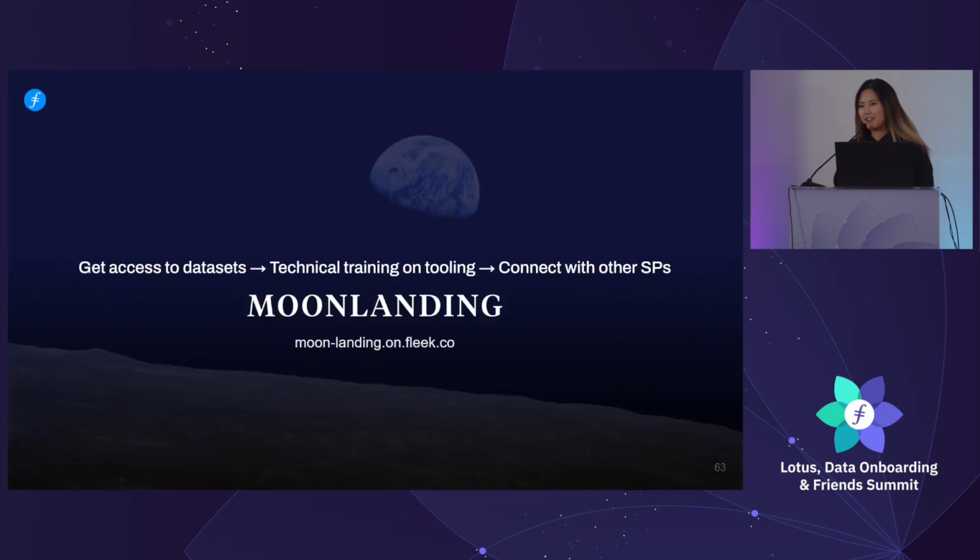So Moonlanding. The mission of Moonlanding is threefold. It's catered to SPs who are new to the ecosystem or SPs who want to learn about what other SPs are doing and collaborate. So with Moonlanding, you can get access to data sets easily. You don't have to go around and find data clients to store their data. We have a list of curated data sets for you. So we really want to eliminate friction and meet SPs where you are.